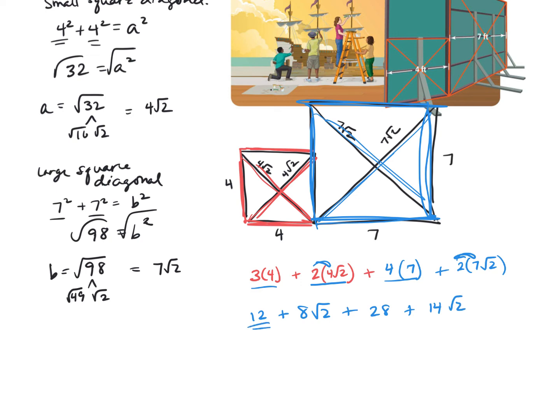We've got some like terms. 12 plus 28 is 40. These are like terms because they both have a square root of 2. 8 plus 14 is 22 root 2. Now, if we were to type that into our calculator, because we want to know if 75 feet is long enough, we get about 71.1. So we need 71.1 feet of wood, and we have 75 feet. So yes, 75 feet is enough.